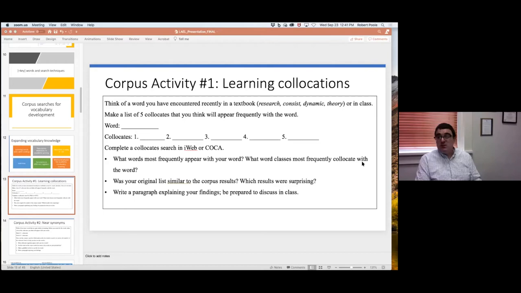I guess for this search, it'd probably be better to go to the COCA and then do a search within academic writing. What are the words that most frequently appear? What word classes? Is your original list different than the new list? Do any of the results surprise you? And so I think this next bullet point, I hope, is a sort of value, a possibility.